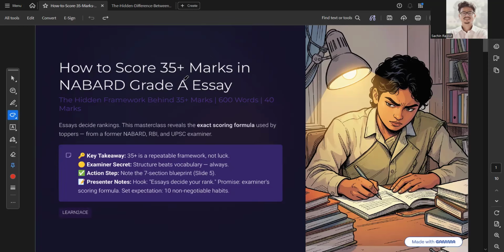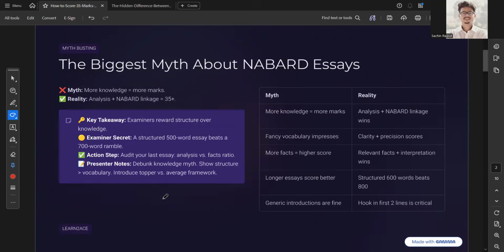This video is about how we can score maximum marks in the essay where we have to write a 600 word, 40 marks essay. So we know that in English descriptive there are 100 marks and essay decides your ranking. So the key takeaway would be that you will need to understand how we have to design this framework. What is the examiner's secret of checking multiple copies? What action we can take? And my note, that is, certain non-negotiable things that I will be telling to you.